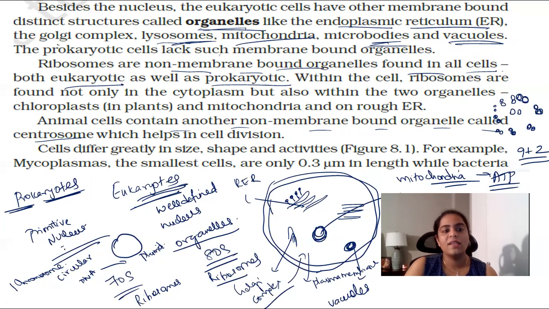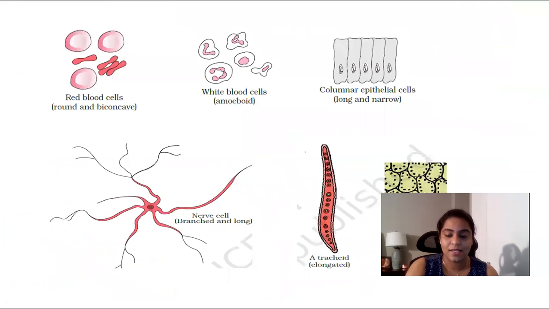Now the smallest cell is mycoplasma. It is 0.3 micrometer in length. Whereas bacteria is 0.3, 0.4 to 0.5. Largest is ostrich egg. Ostrich egg is a single cell. So which is the smallest cell? It is mycoplasma. And which is the largest cell?